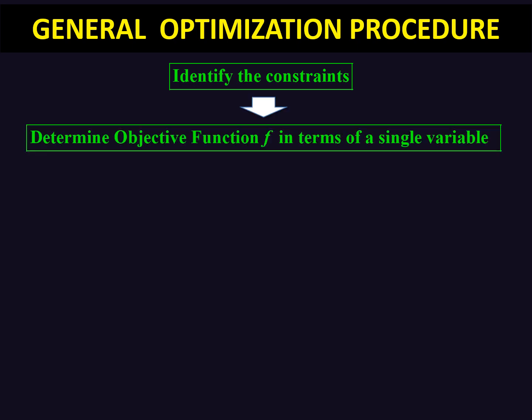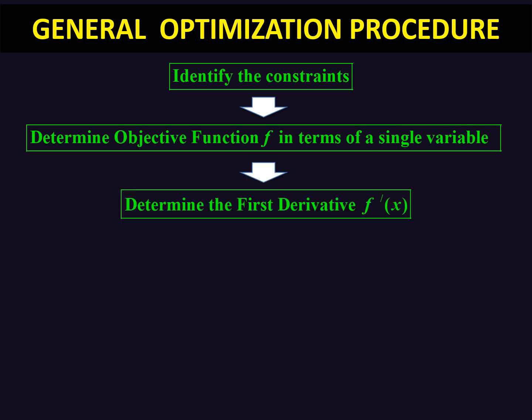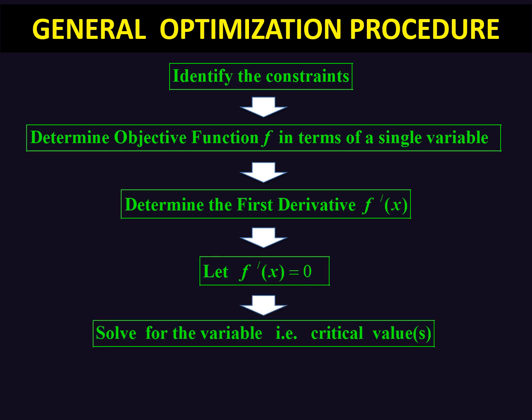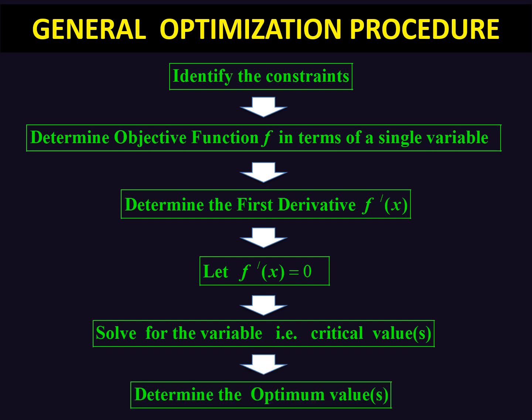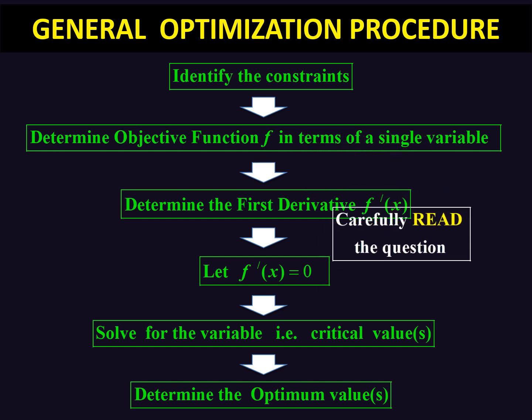Let's go over the general procedure that will be applicable there. Read your question and identify what is given and what the constraints are. Then you have to determine an objective function, and it's essential that the objective function utilize only a single variable. Then determine the first derivative like before. Then you equate it to 0, you get an equation, and then you can solve the equation. That will give you your critical values. You read your question, and you can use that to determine the optimum value or values.